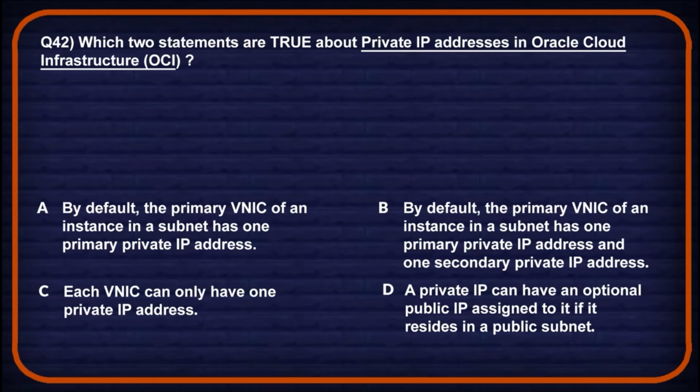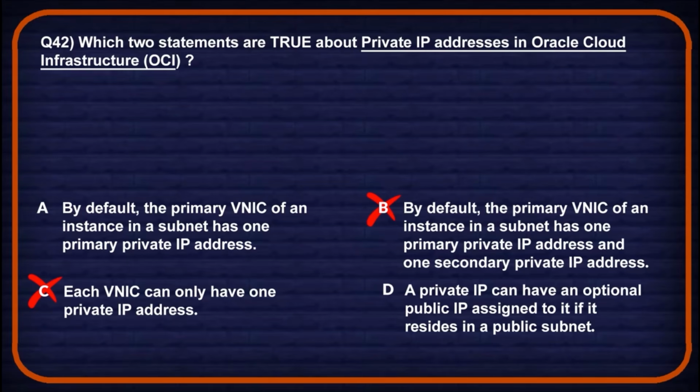By default, the primary VNIC of an instance in a subnet has one primary private IP address and one secondary private IP address. The primary VNIC does not get a secondary private IP by default. So option B is not a correct choice. Moving on to option number C. Each VNIC has only one private IP address. A VNIC can have multiple private IPs, including secondary ones. So option C is not a correct choice again.